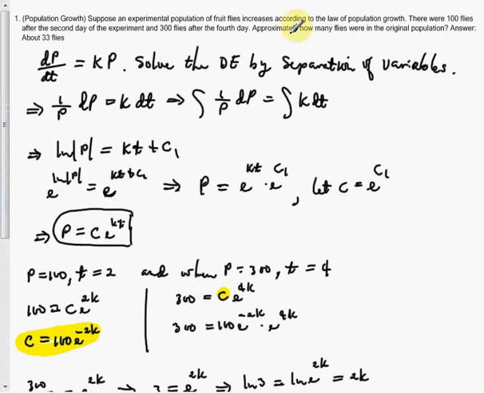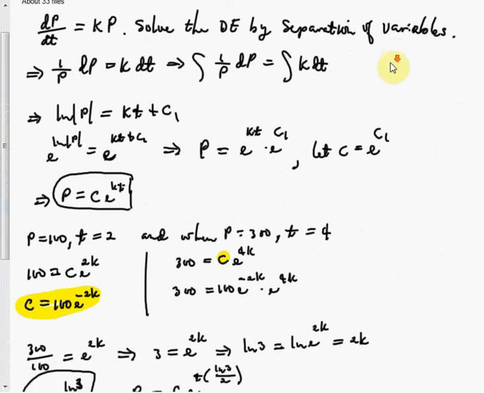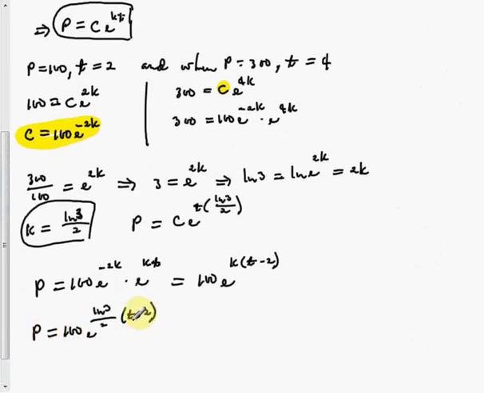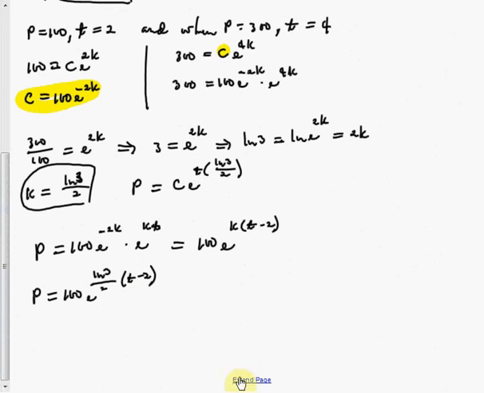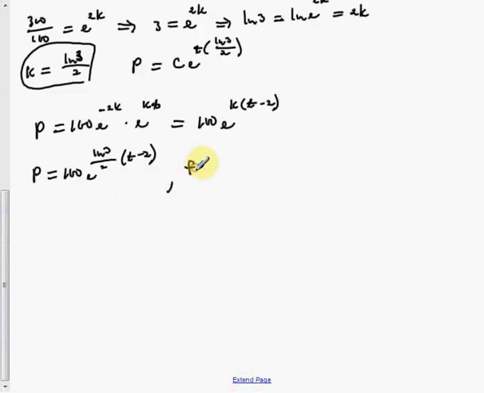The question says approximately how many flies were in the original population. That means find capital P when t is equal to 0. So P is equal to 100 times e to the, if t is 0, then I have this natural log of 3 over 2, really times negative 2.